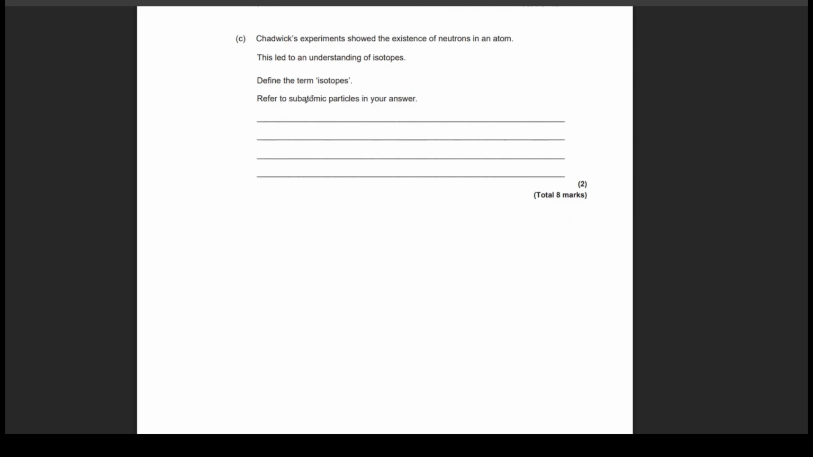What do they mean by subatomic particles? Well, they mean the things inside the atom. So you might need to refer to neutrons, protons, or electrons, some or all of them, or just a couple of them. Okay, define the term isotopes. It's worth 2 marks. You can do this in your head or you can write it down on paper. Why don't you press pause and have a go?